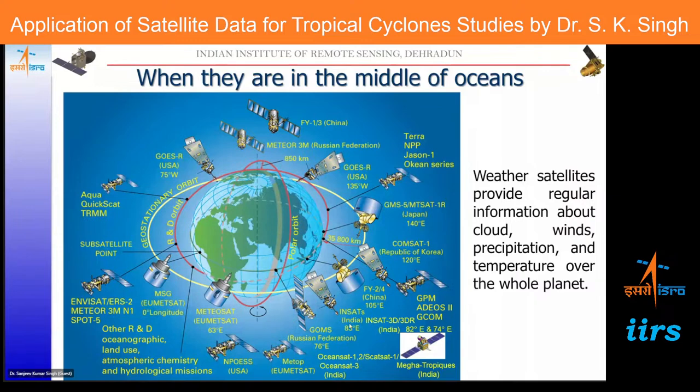Over India, you can see that the INSAT series is there. INSAT-3DR observations. OceanSat 1 and 2 are giving the wind information and other parameters. SCATSat 1 is there. OceanSat was recently launched. And Megha-Tropiques also provides the temperature and moisture profile over the tropical region. So we have a good number of satellites and observations through which we can continuously monitor tropical cyclone activity.